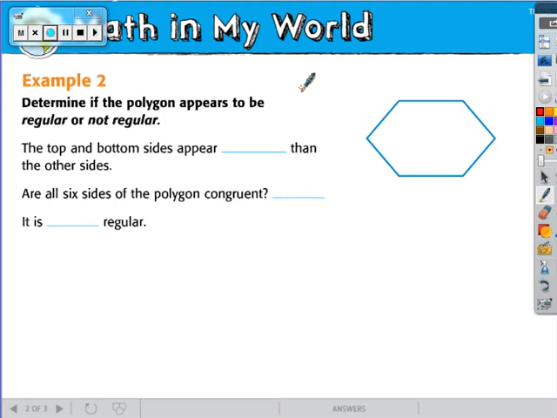Okay, so example 2. We're going to determine if the polygon appears to be regular or not regular. So let's look at it. The top and bottom sides appear to be what compared to the other sides? So they want us to look here and here. Now how would you describe those sides compared to the other sides? They're longer.